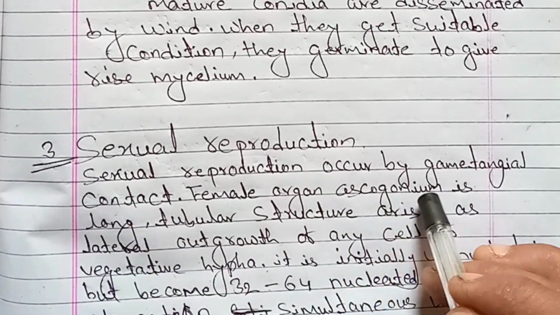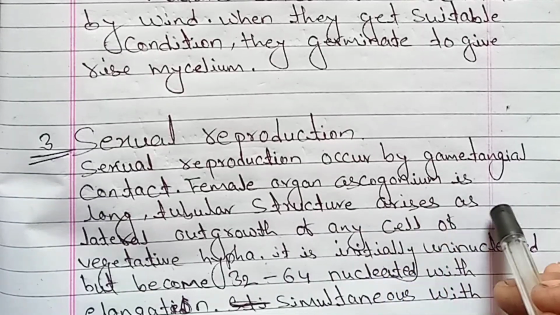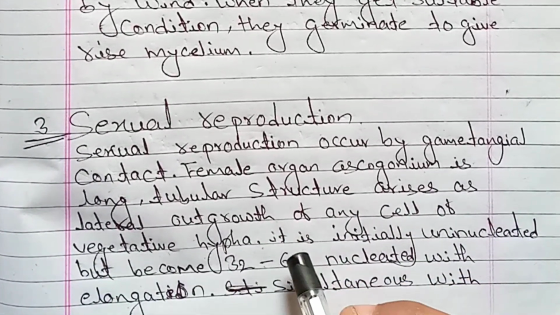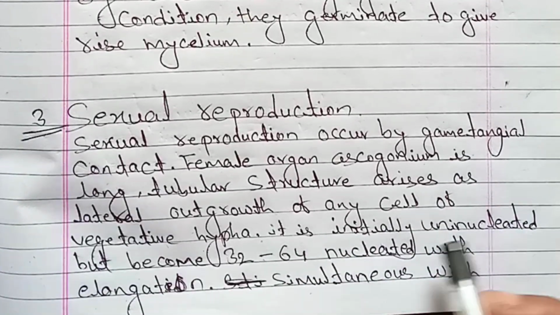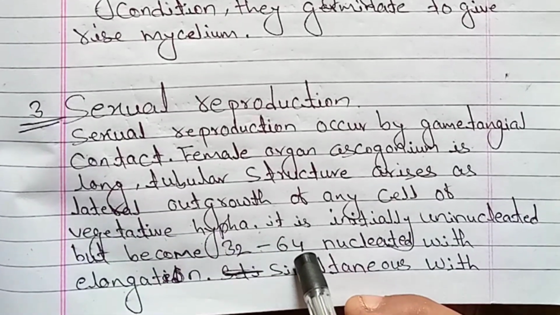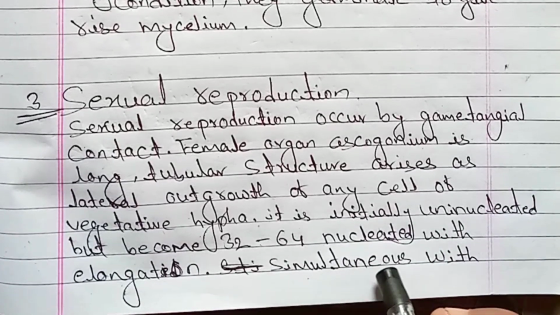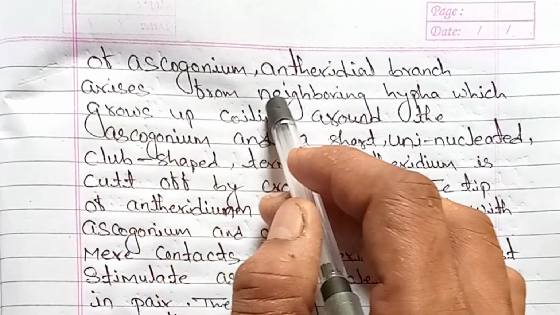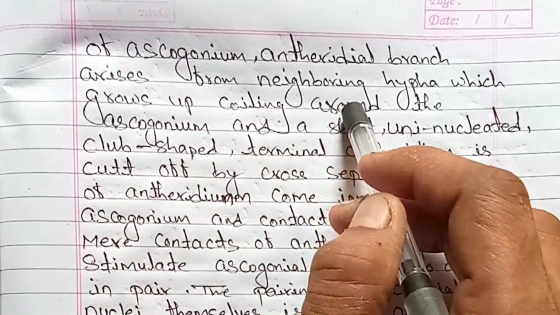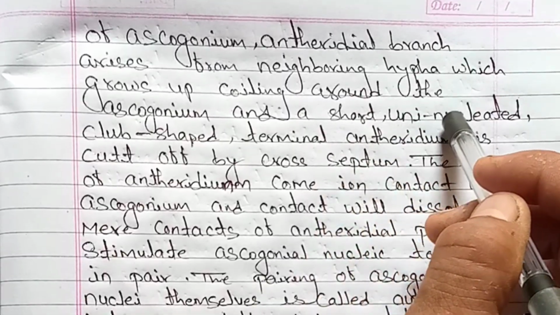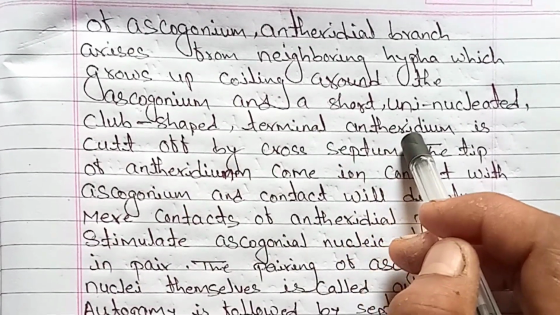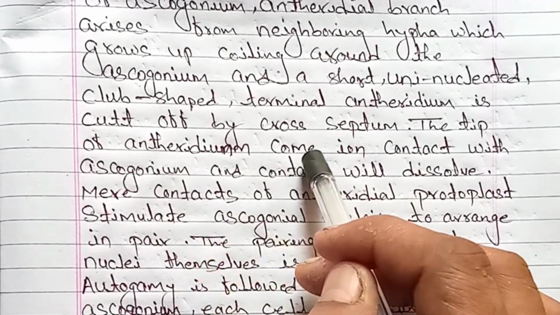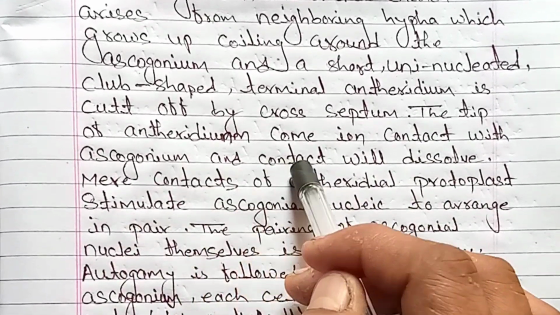The female organ, ascogonium, is a long tubular structure that arises as a lateral outgrowth of any cell of the vegetative hyphae. It is initially uninucleate but becomes 32 to 64 nucleate with elongation. Simultaneous with the elongation of the ascogonium, an antheridial branch arises from neighboring hyphae, which grows up coiling around the ascogonium, and a short uninucleate club-shaped terminal antheridium is cut off by a cross septum. The tip of the antheridium comes in contact with the ascogonium and the contact wall dissolves.